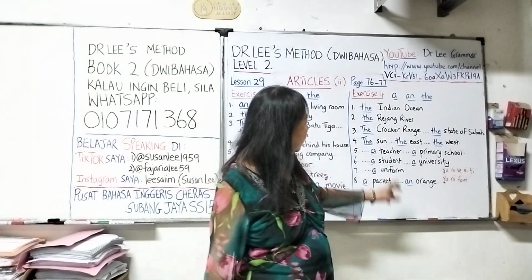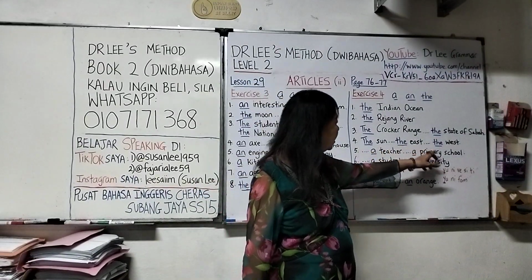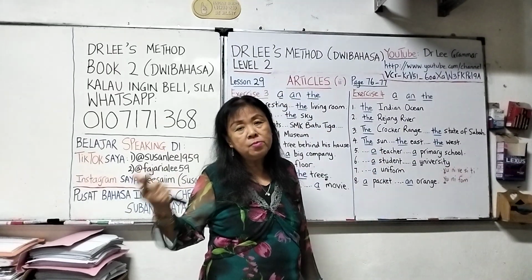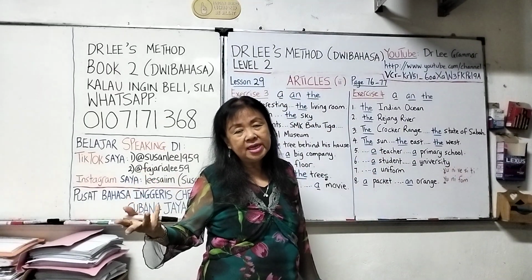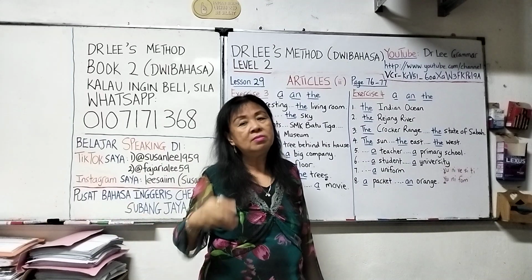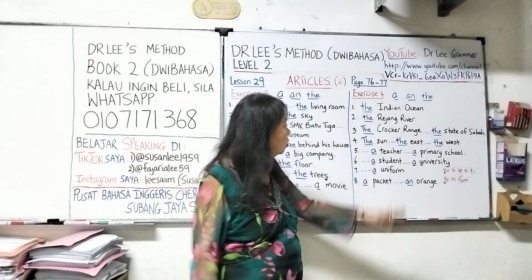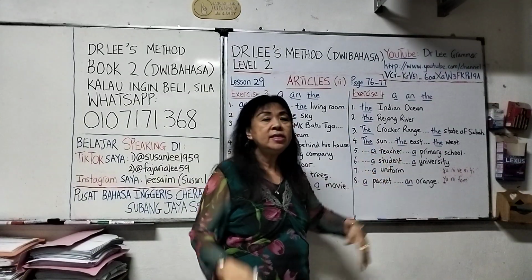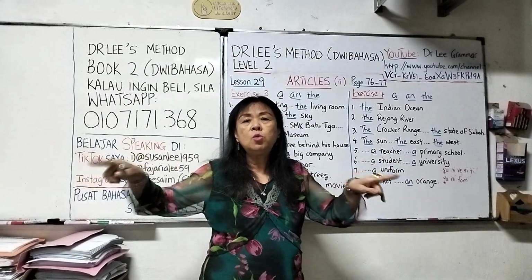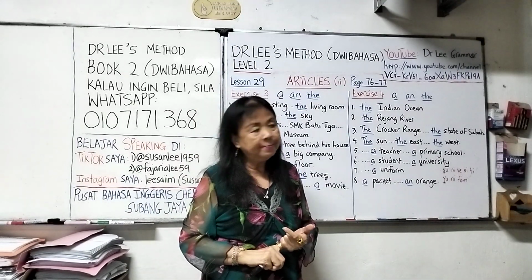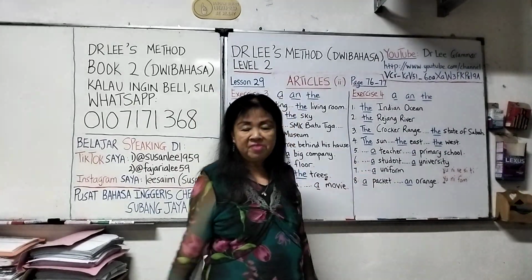Okay? The sun rises in the east and sets in the west. You know, sun, moon, earth, sea, sky, ocean. You need to put "the", because it's only one of a kind. So, the sun. And then east, west, north, south, only one such direction. You also need to put "the" in front. This one, number 5.